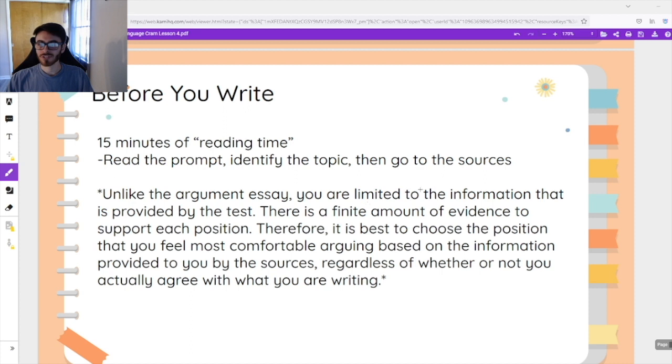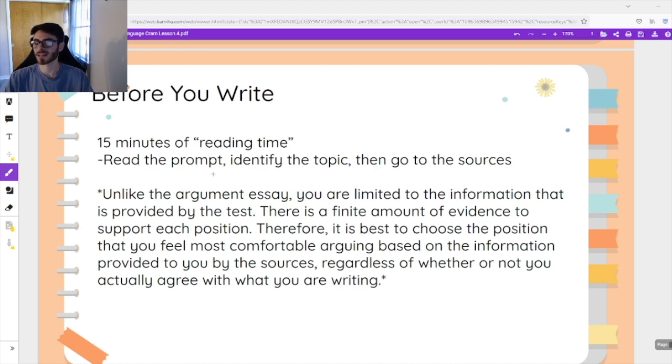And then after you identify the topic, then you can go to the sources. And unlike the argument essay, you are limited to the information that is provided by the test. You do not want to use any outside evidence. Even if you have outside evidence, you're like, wow, this would be great to put in my essay. Don't do it. Just use the information from the sources. That's what the purpose of this essay is.